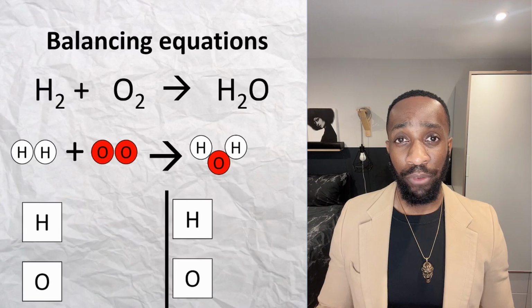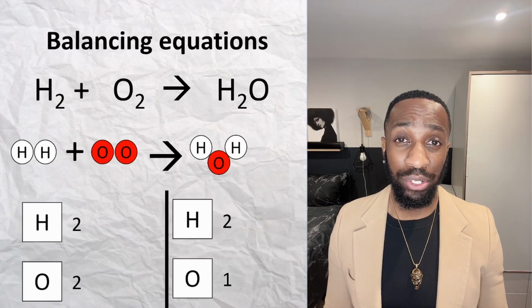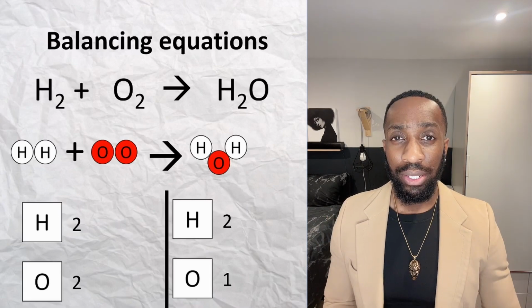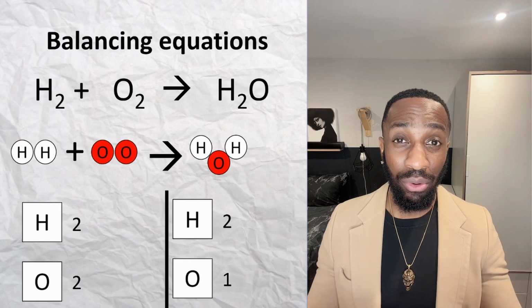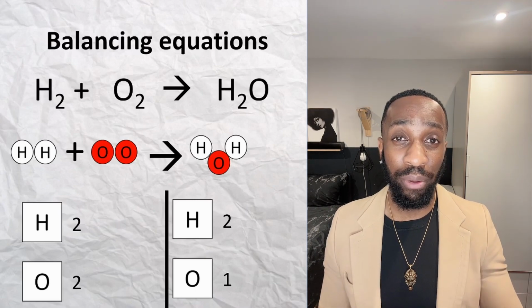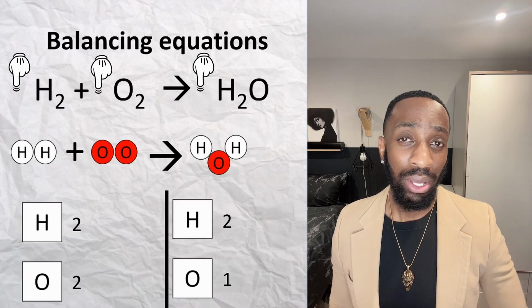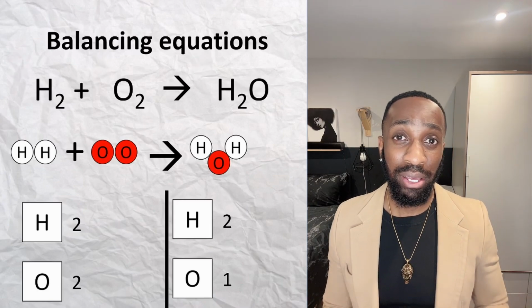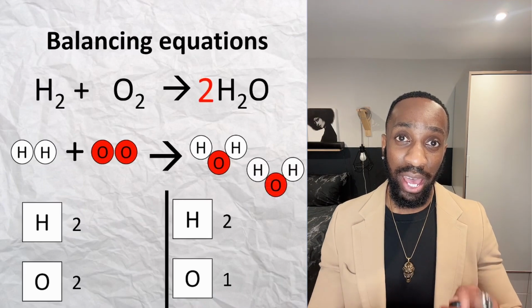So on the reactant side, we have 2 hydrogens and 2 oxygens, but on the product side, we've got 2 hydrogens, but only 1 oxygen. This means that we need to add oxygens onto the product side somehow. Remember that you only change the reaction by either adding or removing big numbers in front of your molecule. We don't change the small numbers, okay? So let's start by first adding a big 2 in front of the water. So now we've got 2H2O.